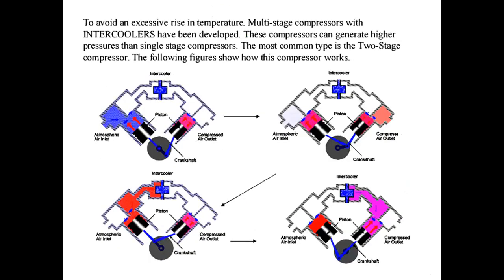To avoid an excessive rise in temperature, multi-stage compressors with intercoolers have been developed. This compressor can generate higher pressure than a single-stage compressor. The most common type is the two-stage compressor. The following figure shows how this compressor works: compressed air outlet, atmospheric air inlet, crankshaft.